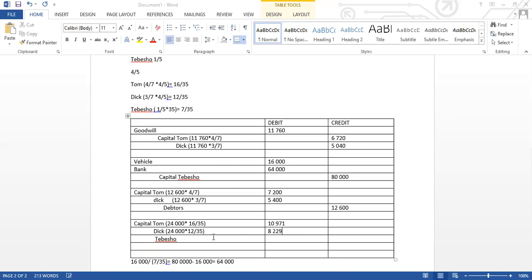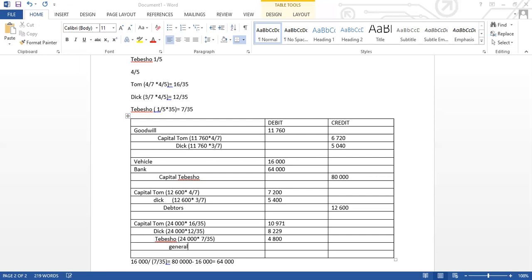And then Tebesho? 4.8. Times 7 over 35, which is 4,800. Do we understand? Yes. And this we credit to our general reserve.